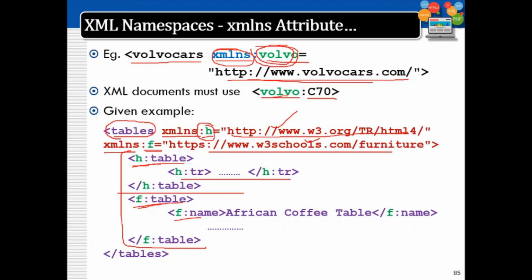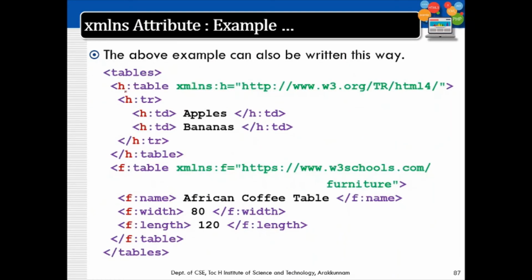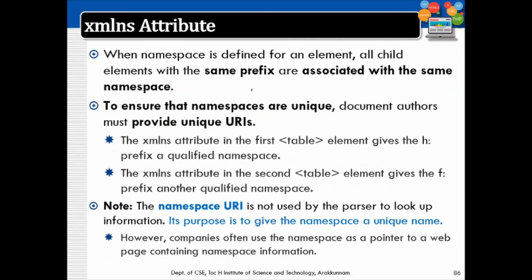So in the root tag, you have to specify all the qualifying namespaces, or it can be done within the table tags as shown here. So H table XMLNS attribute, F table XMLNS F prefix attribute. It can be written in this way also. This means all the child elements with the same prefix are associated with the same given namespace. So we have to ensure that the namespaces are unique. Provide unique URIs. The URIs have to be unique.